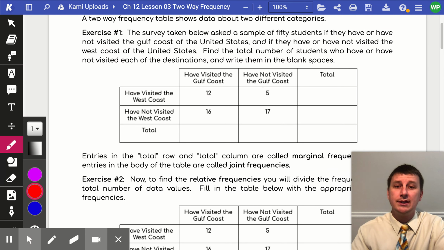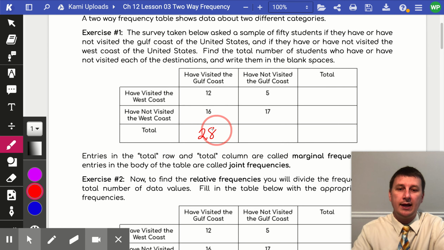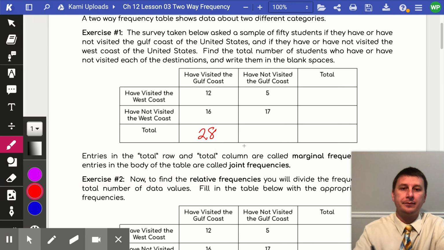and we're going to take a look at the students that have visited the Gulf Coast. Well, we have 12 students that have visited the Gulf Coast and have also visited the West Coast. And we have 16 students that have visited the Gulf Coast and have not visited the West Coast. So the total number of students that have visited the Gulf Coast was 16 plus 12, which would give you 28 total students.